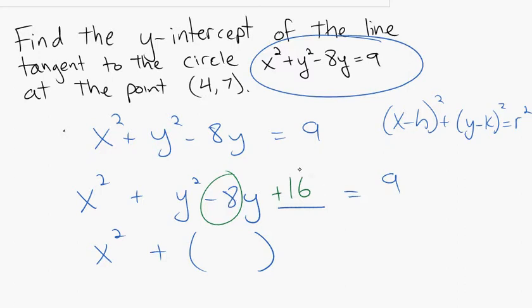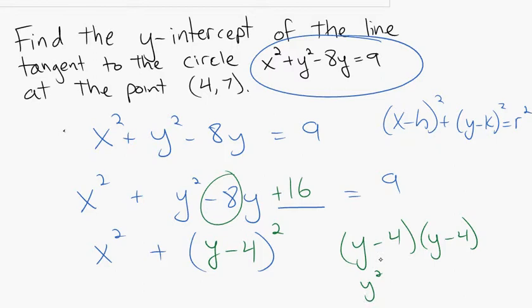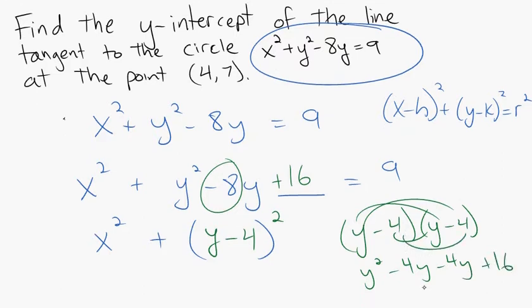The whole point is that this helps us determine what value we have to add on so we can factor it. What does this factor to now? Y minus 4 squared. The reason why this works: if we take y minus 4 squared, we have y squared minus 4y minus 4y plus 16, and we're getting y squared minus 8y plus 16.